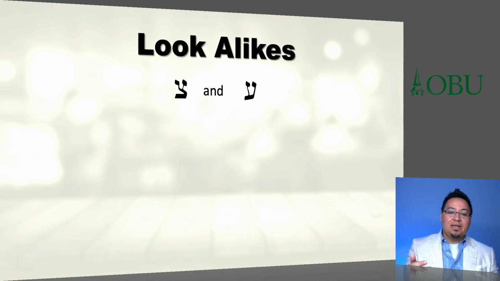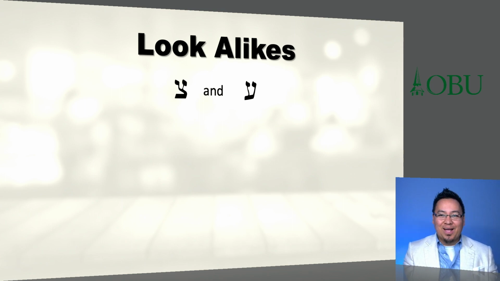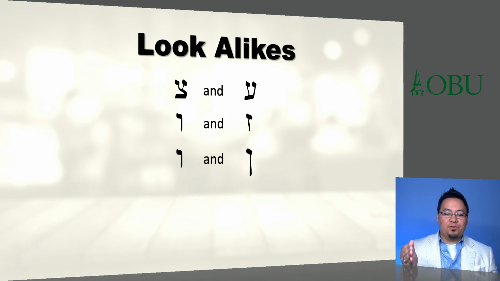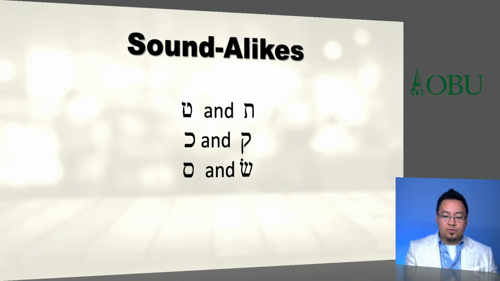We have Ayin and Tsadeh. These two are very often confused whenever I have my students reading out loud. We have a Vav and a Zayin. We have a final Nun and we have a Vav. Those look very similar. We have a final Nun, and sometimes people confuse that with a final Kof.